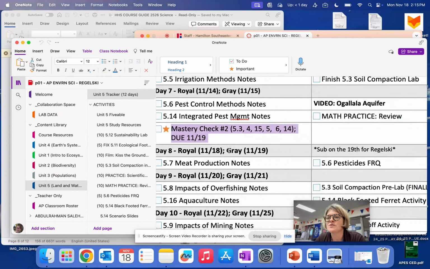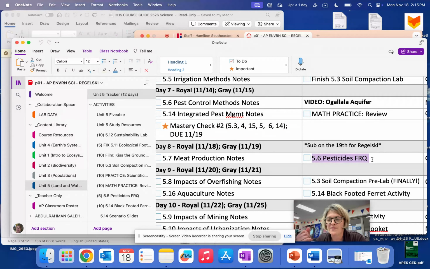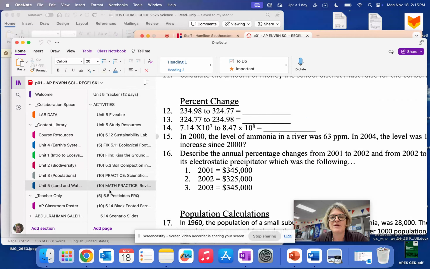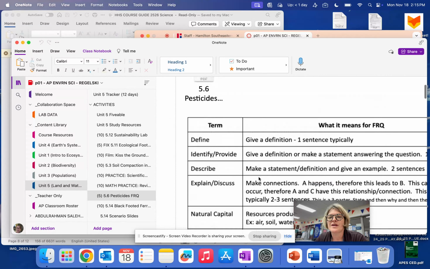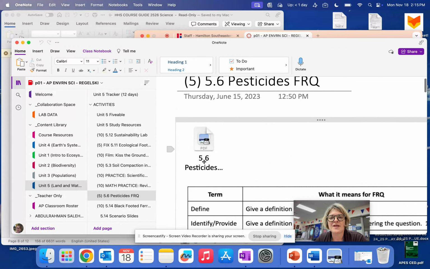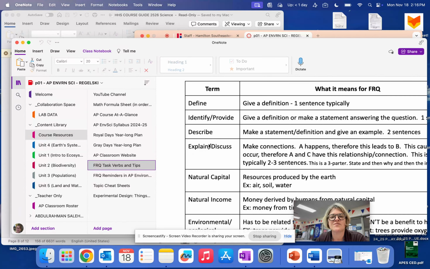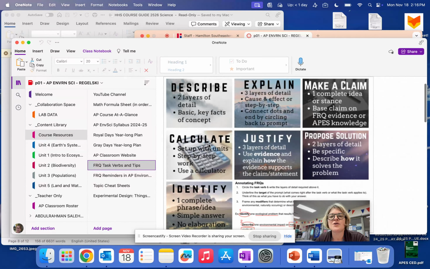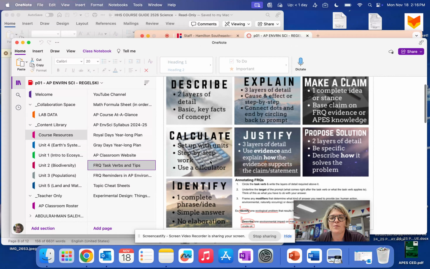The other thing that you have to do for today is the 5.6 Pesticides FRQ. It can be found over here. And there is one thing that I want to show you really quickly in the course resources. So if you click on course resources right here, and then go to FRQ task verbs and tips, it'll pull up this information for you.